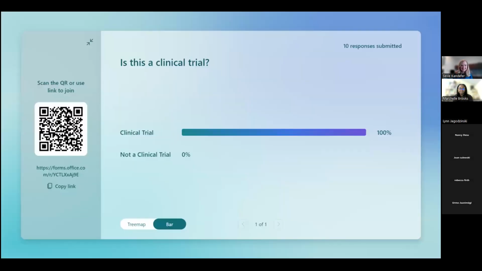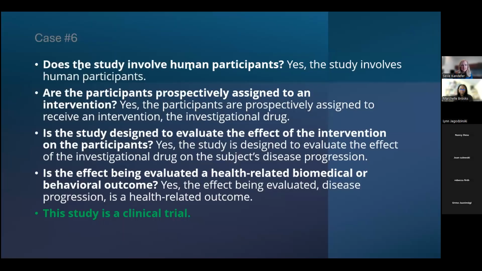Let's see. Okay, and it looks like people think, yes, it's a clinical trial. Oh, sorry if I went too fast, but it is, yes. You're right, it is a clinical trial. The study involves human participants that are being prospectively assigned to receive an intervention, the investigational drug. The study is designed to evaluate the effect of the investigational drug on the subject's disease progression, and disease progression is a health-related outcome. So that is a clinical trial.